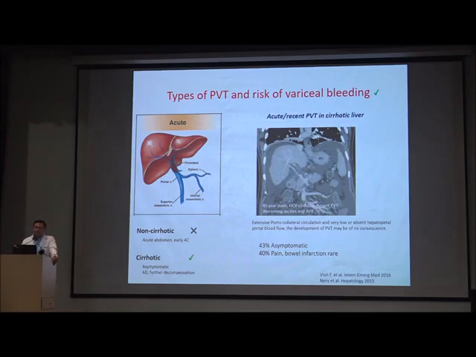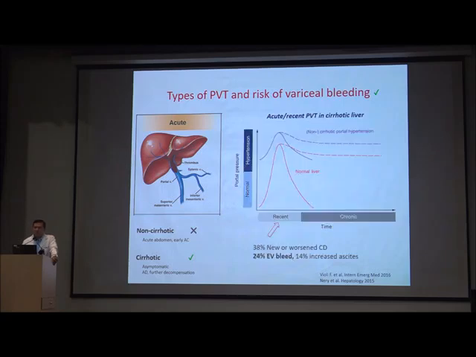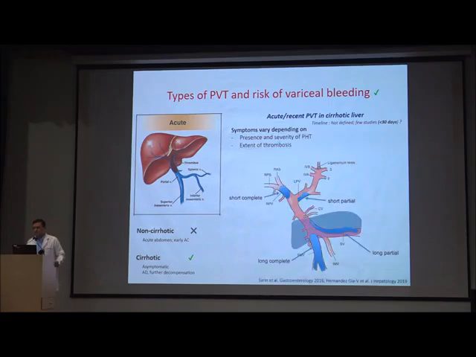Now come to a different scenario, acute or recent PVT in a patient with a cirrhotic liver. Most of these patients are asymptomatic because of the presence of extensive portosystemic collaterals and decreased portal blood flow. So most patients have no major consequences, and abdominal pain is very uncommon. However, some patients may have exacerbation of portal hypertension. As you can see here, almost 30% of patients have an increase in portal pressures, which may lead to esophageal variceal bleeding, and some patients develop ascites.